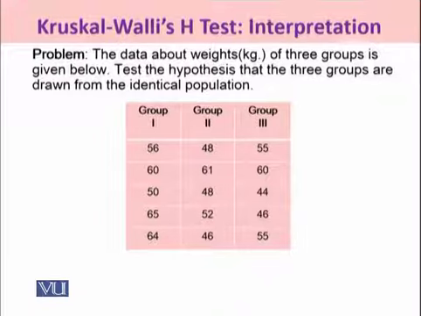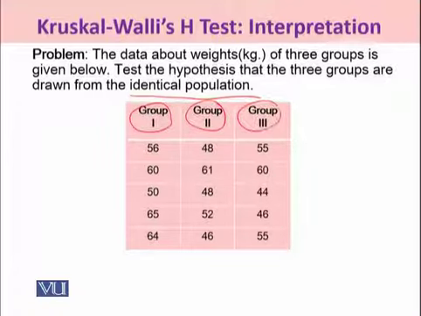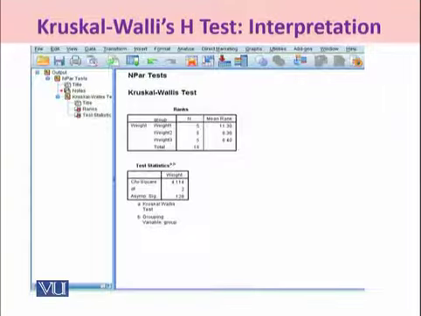So the problem under discussion was the data about weights, shown in kilograms, of 3 groups that were drawn independently. We were required to test the hypothesis that the 3 groups are drawn from identical populations. As you can see, the weights of the 3 groups were being monitored, and we wanted to test whether these 3 samples were drawn from the identical population. After following the procedure under SPSS, this output window is appearing before you.